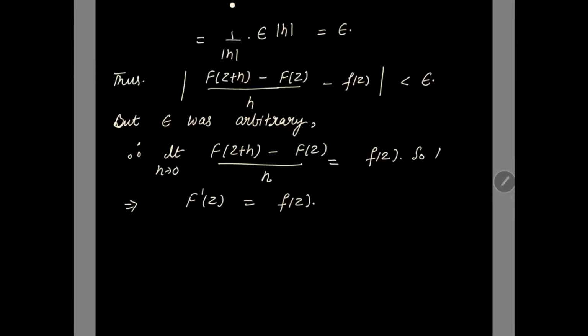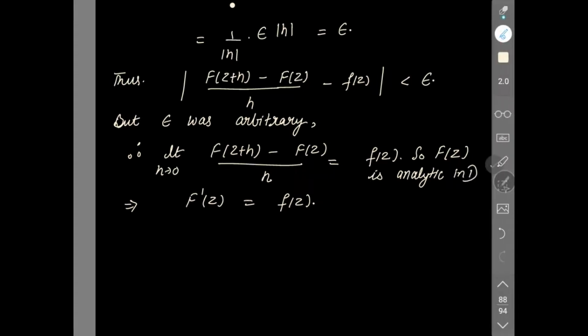So f of z is analytic in D with f dash z is equal to f z. Now whenever your function is analytic and having the first derivative, then by Cauchy's integral formula we have the result that this f z must have derivatives of all orders, right?